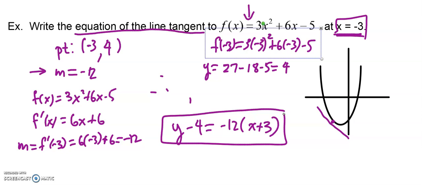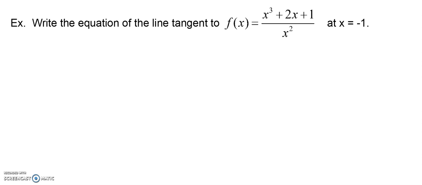Let's do a bonus problem. Same idea, but this time, ladies and gentlemen, my function looks quite different, right? So how do I do this problem? Well, again, anytime it says write the equation of a tangent line, I know I need a point that's on my line and my curve at the same time, and I know I need a slope. So my job is to find the x, the y, and the slope.